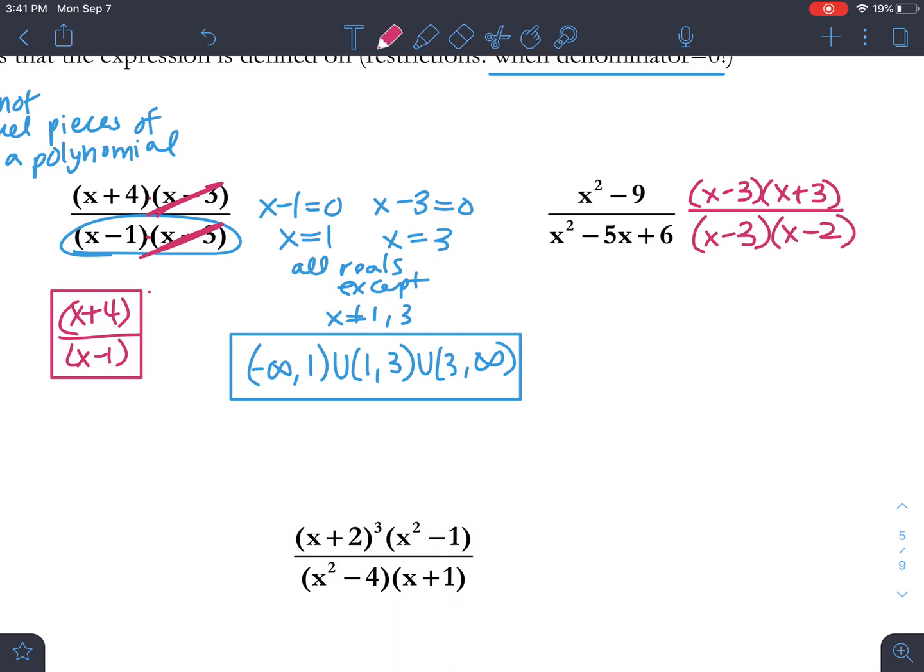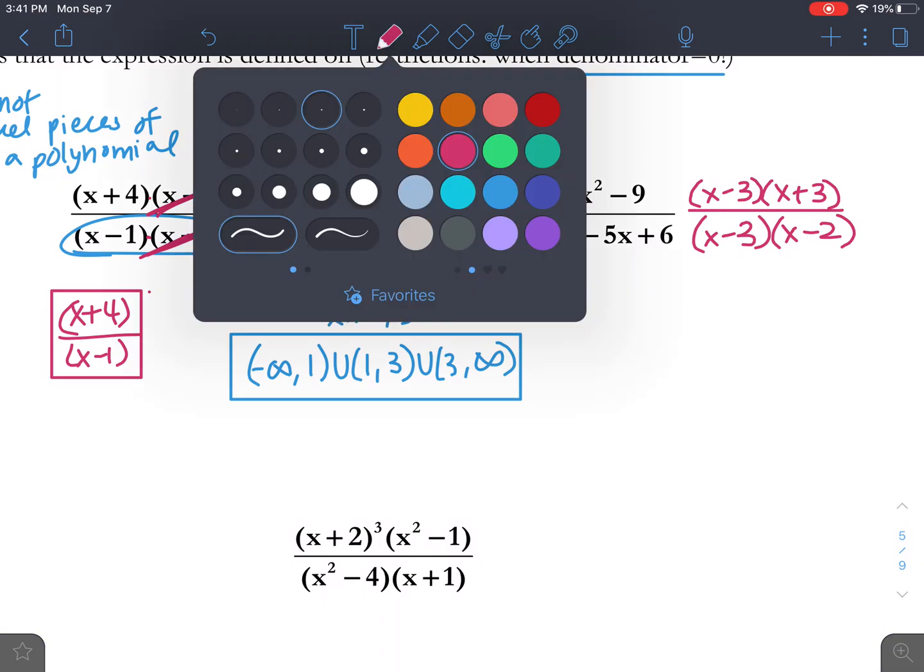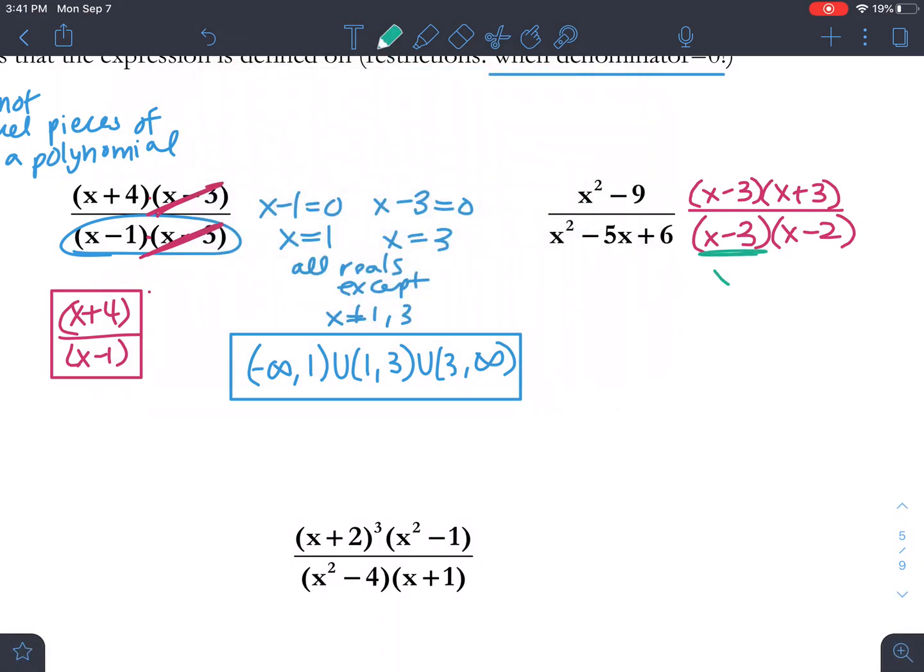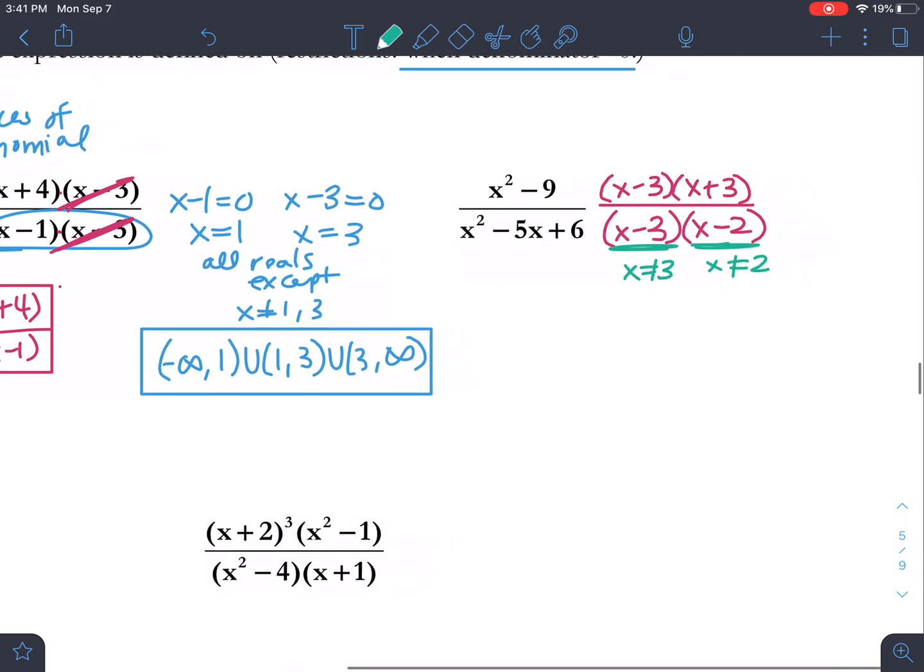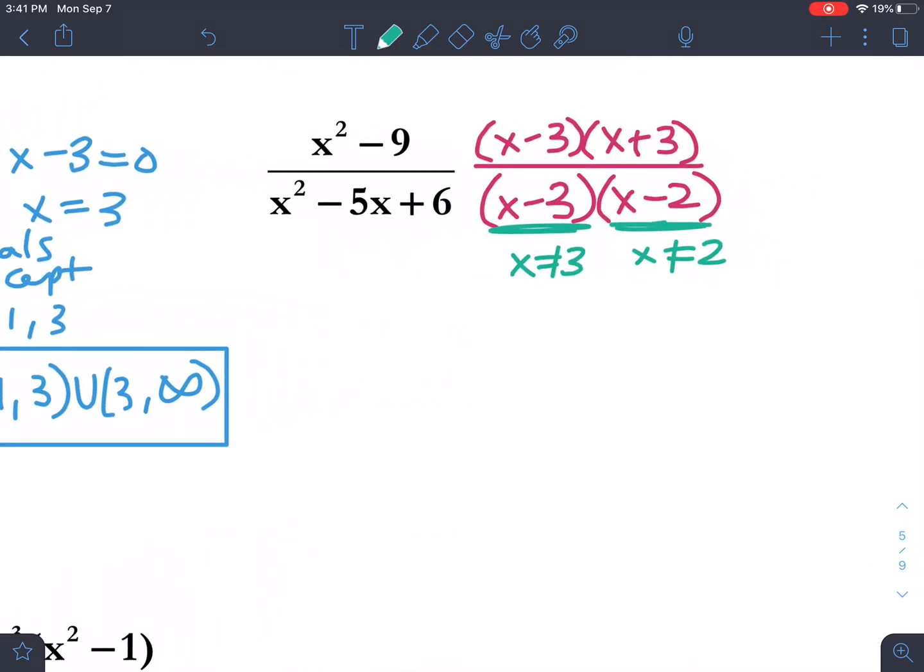Okay, and so from here, again, notice I didn't cancel yet. I want to look at my restrictions. So I can't have x equals 3. Again, I'm setting each of these to 0. I can't have x equals 2. Those are the two things that if I plugged them in, I would get an undefined fraction.